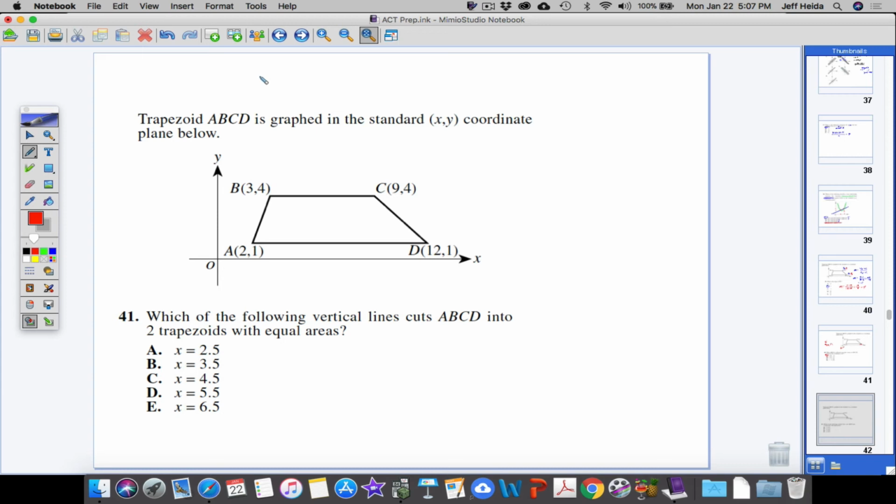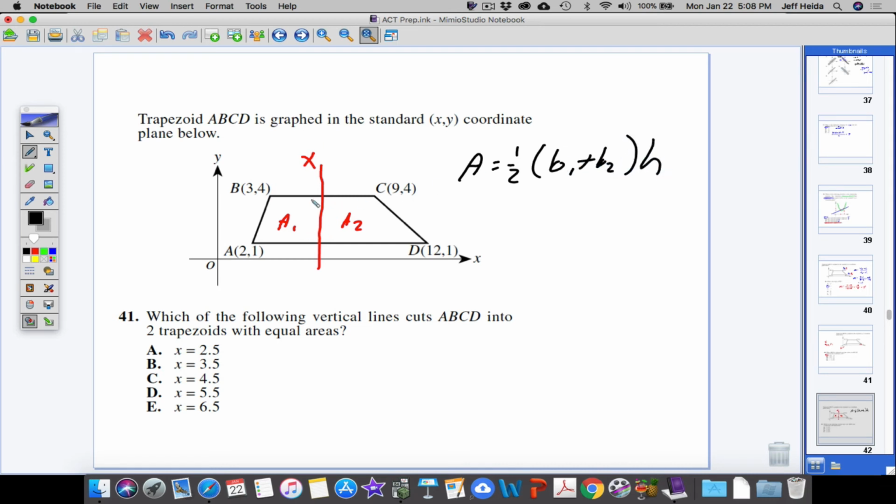Problem 41. Which of the following vertical lines cuts trapezoid ABCD into two trapezoids with equal areas? So there's got to be some line here, x, where area 1 and area 2 are equal. If area 1 and area 2 are equal, they're both half the area of the original trapezoid. So to find the area of a trapezoid, area is equal to 1/2 base 1 plus base 2 times height.